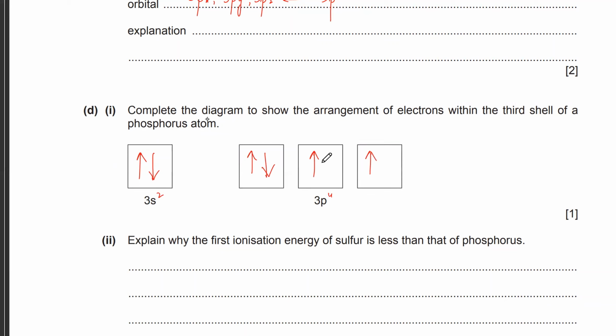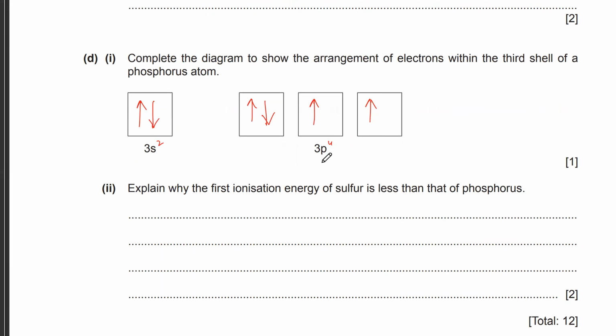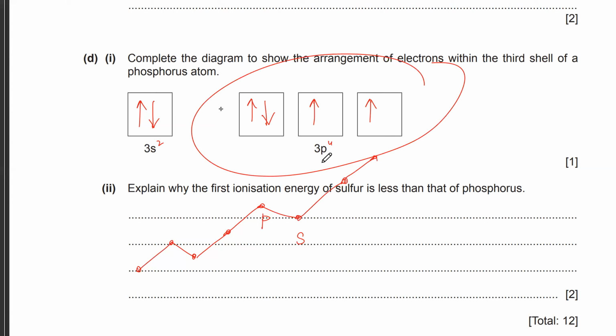Explain why the first ionization energy of sulfur is less than that of phosphorus. So why is that? If you remember, across the period there was a dip: group 1, 2, then at the third there's a dip, and then 4 and 5. Then at the sixth there's a dip, and then 7 and 8, right? So sulfur is over here and phosphorus is over here. So why do you think it's easier to remove electrons from this? What's the reason for that?